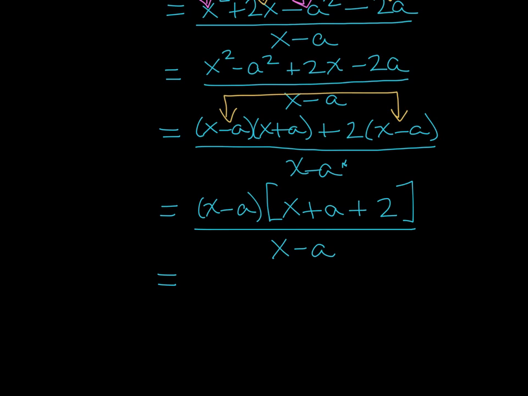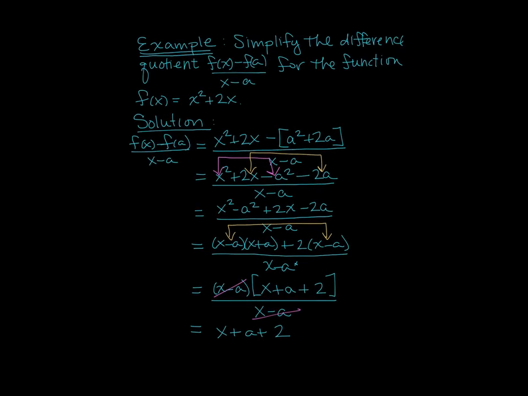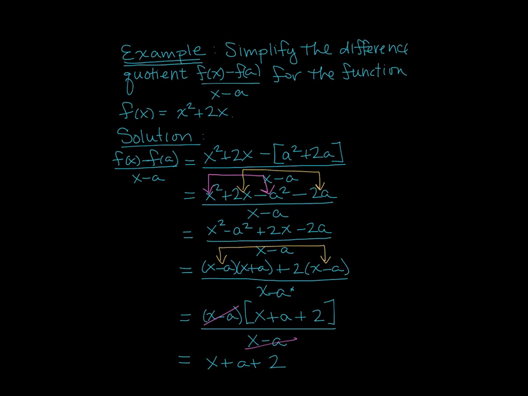So now x minus a on the top and the x minus a on the bottom can be canceled, and we're left with x plus a plus 2 as our final answer. Now we can sort of back out here and have a look at the whole process, and that's an example of how to simplify this difference quotient.